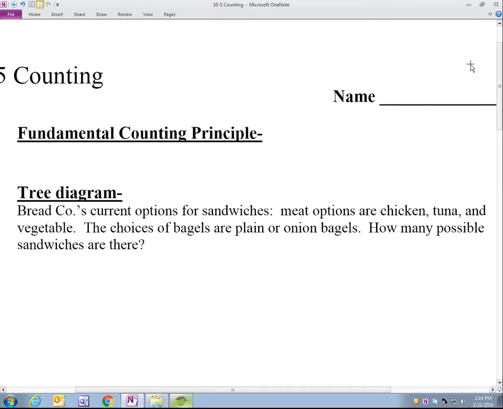I'll read it out loud, and it will sound a little confusing, but I'm going to do something that will help you get it down. If an event M can occur in m ways, and it is followed by event N that can occur in n ways, then the event M followed by event N can occur m times n ways.